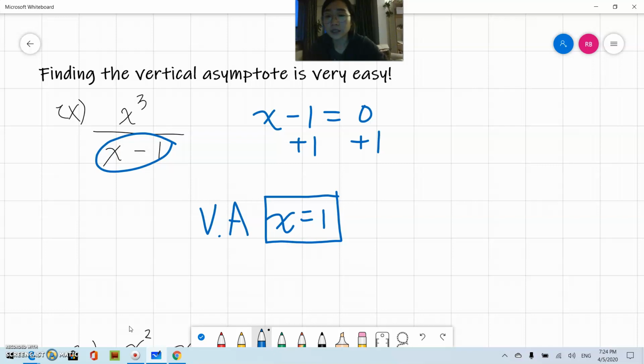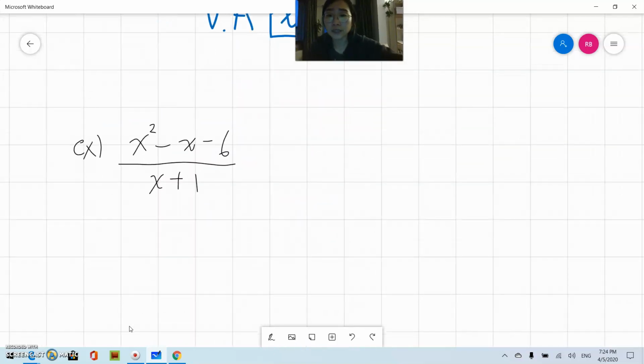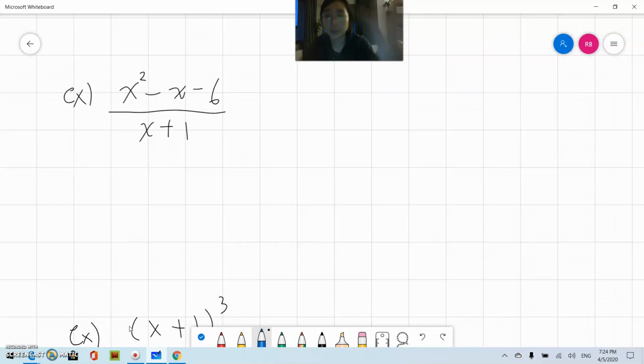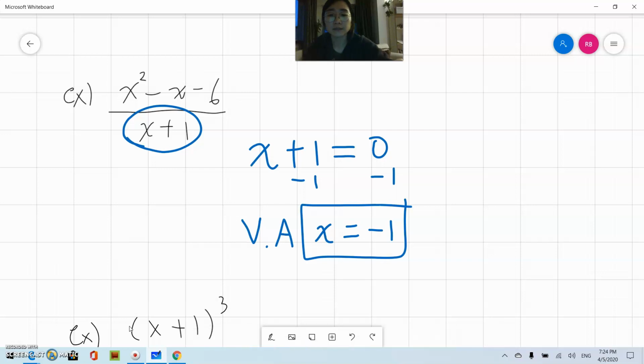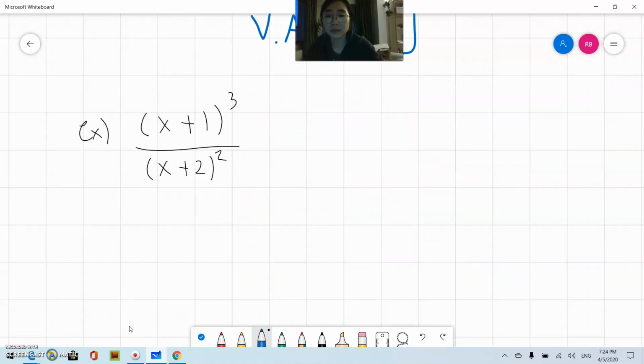Okay, so then let's look at the next one. Again, I know it looks very complicated, but all we need is a vertical asymptote right now, so you only look at the denominator because we want to make sure that the denominator doesn't equal 0, so that my vertical asymptote is x equals -1. Last one. Again, we are only looking at the denominator because we are looking for vertical asymptote.